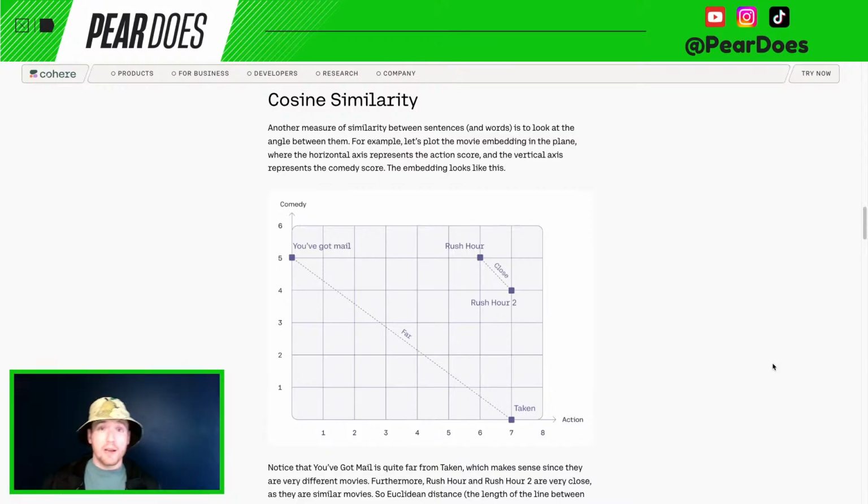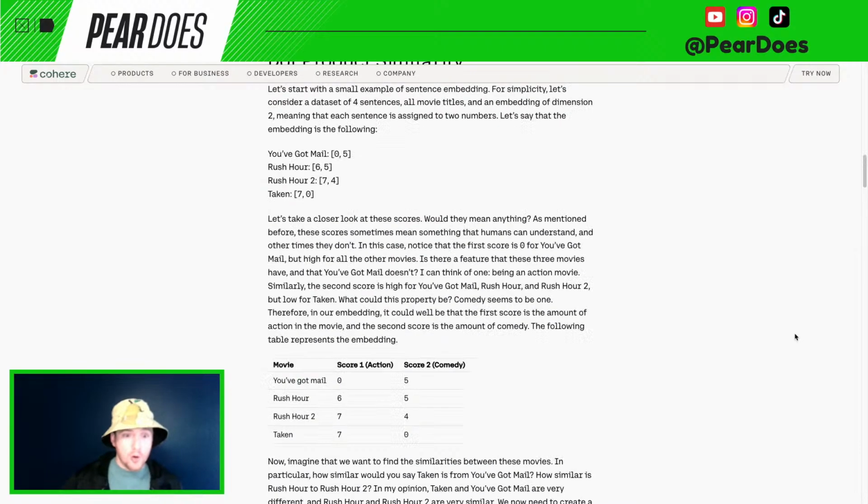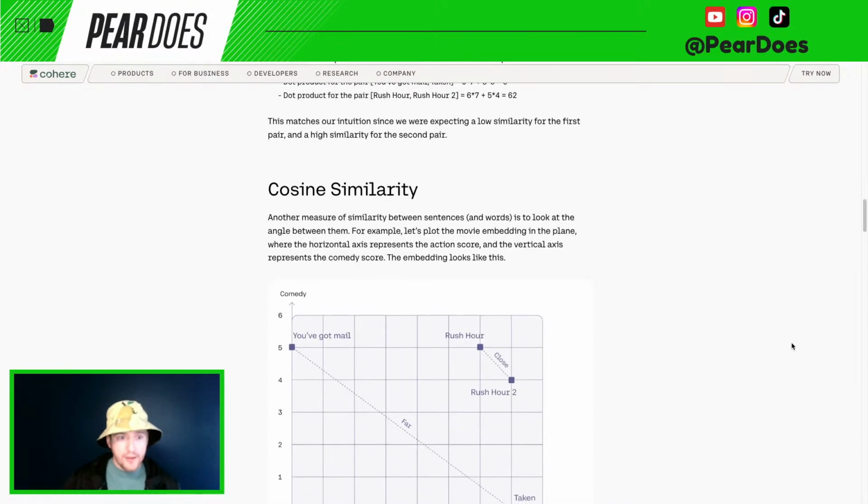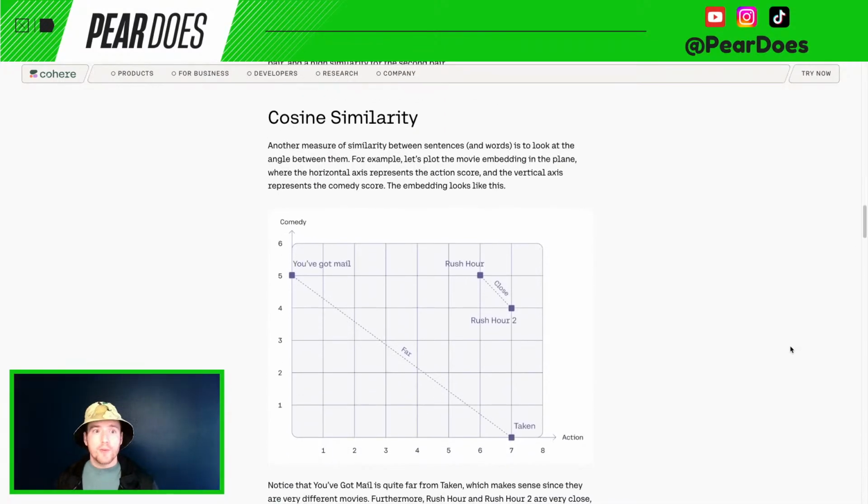Cosine similarity. So we had dot similarity, now we've got cosine similarity. Okay? Cosine similarity is another measure of similarity between sentences and words. It looks at the angle between them. Break out your sine, cosine, tangent. See, it's coming together, right?